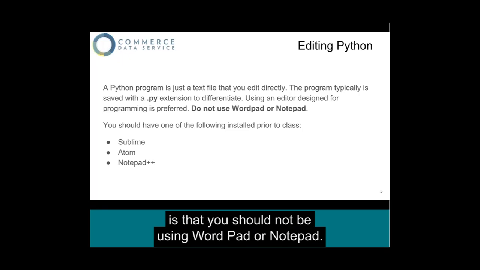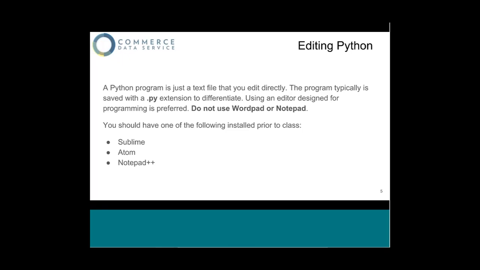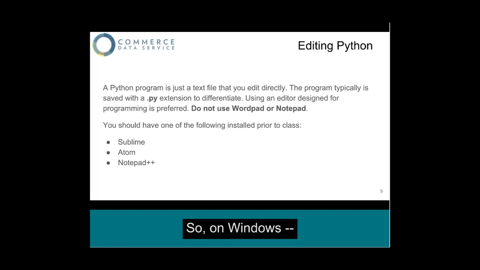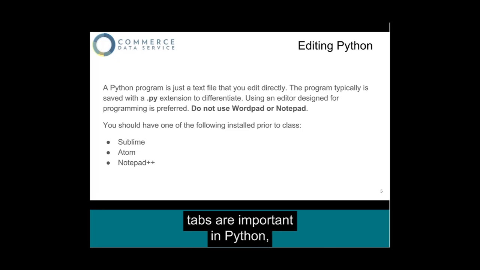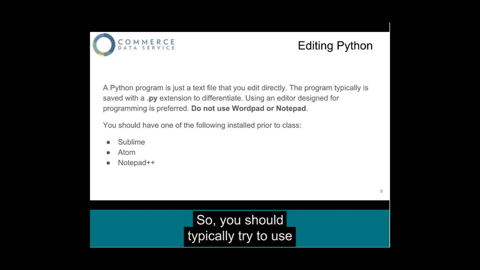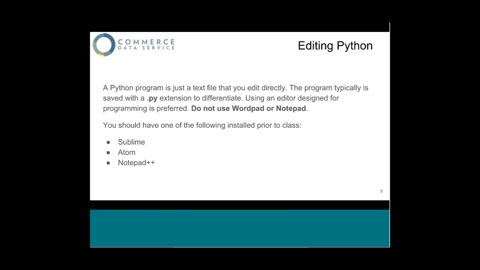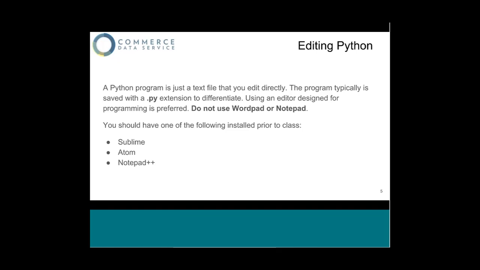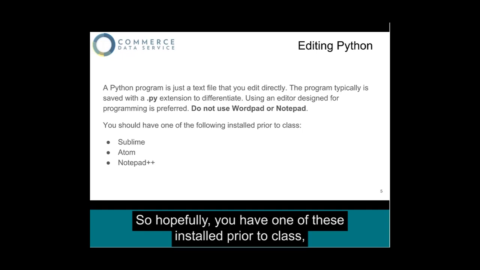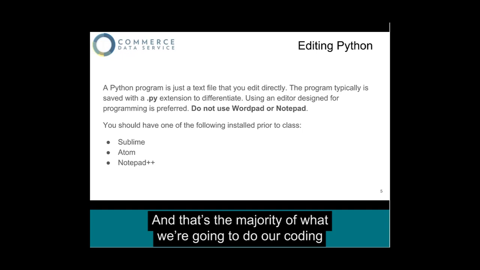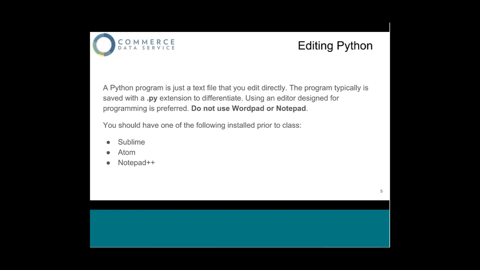The thing you want to know is that you should not be using WordPad or Notepad. The reason for that is because of the way Python treats whitespace. On Windows, tabs are important in Python, and they are encoded differently for Windows. So you should typically try to use something like Sublime, Atom, or Notepad++, or even the default Python IDLE, which you can use to do the editing for you. Hopefully you have one of these installed prior to class, Sublime, Atom, or Notepad++. That's the majority of what we're going to do our coding and our exercises with.